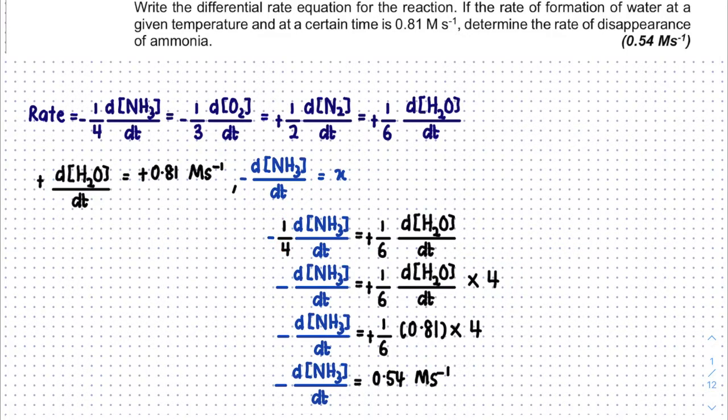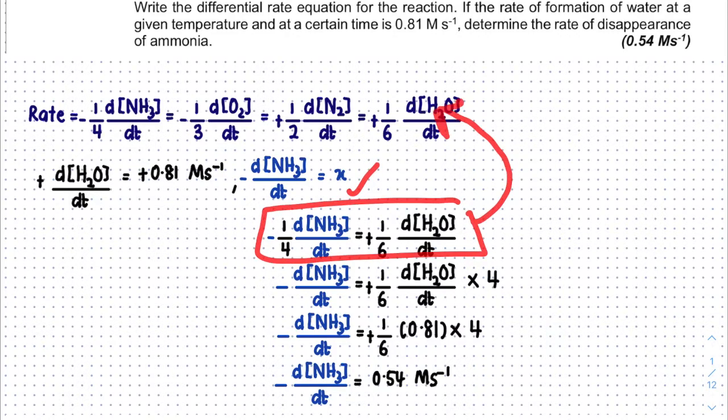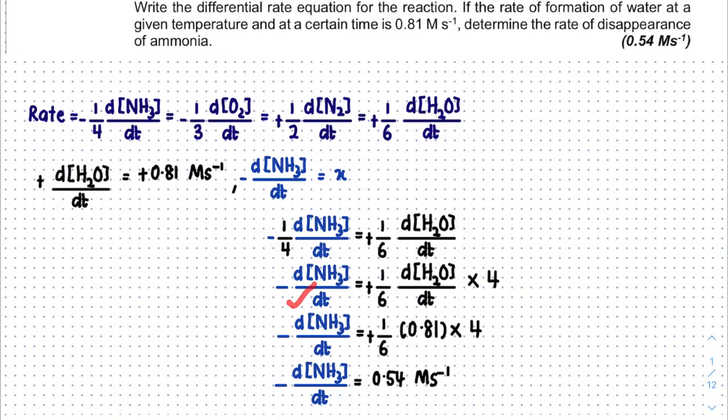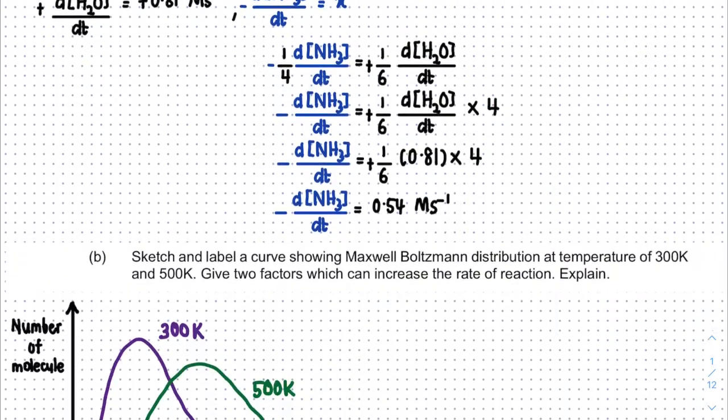Okay, so here 1 over 6 H2O, we just include the 1 over 6. The rate of formation of H2O is actually 0.81 times 4, because we have moved it to the other side here. So you will get the answer 0.54 molar per second. For this question, first we write down the information. For the comparison, use your differential rate equation. From there you can find your unknown, where you have to rearrange a little. So that's question number 1A.